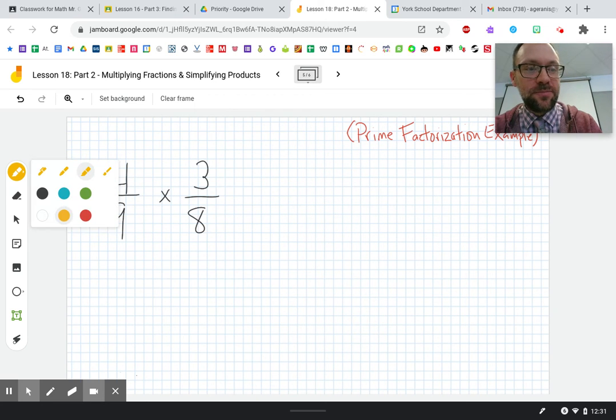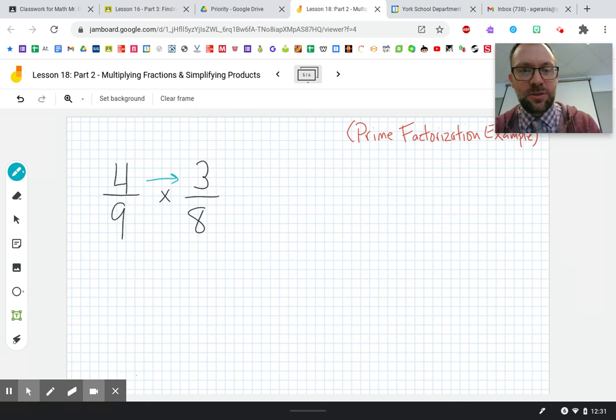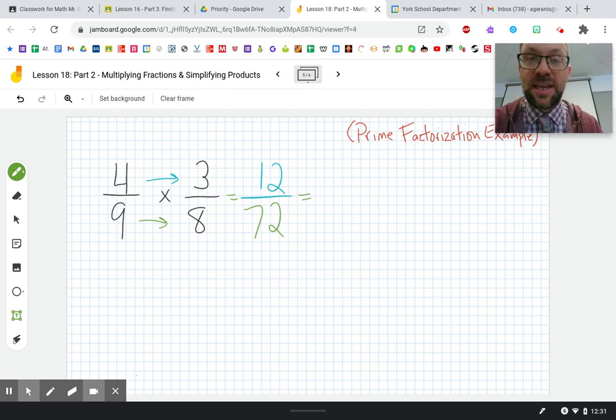All right, so if we're going to use the prime factorization method for all of those folks who like this method and want to use it, we are going to start the same way. 4 times 3, there we go. 4 times 3 is 12. And 9 times 8 is 72. We end up with 12/72. But to factor it out, we have to first think of two factors. So let's say 2 times 6.